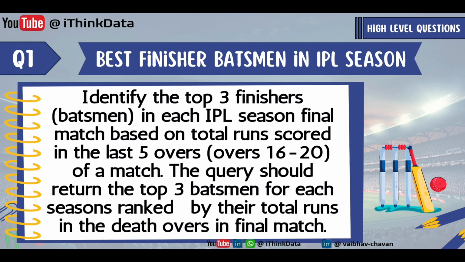The first one is the best finisher batsman in the IPL season. The question is: identify the top 3 finisher batsmen in each IPL season's final match based on the total runs scored in the last 5 overs, that is overs 16 to 20 of a match. The query should return the top 3 batsmen for each season ranked by their total runs in the death overs in the final match.